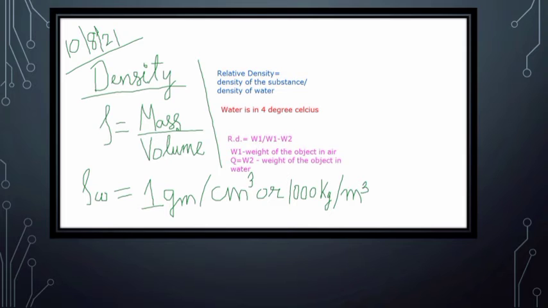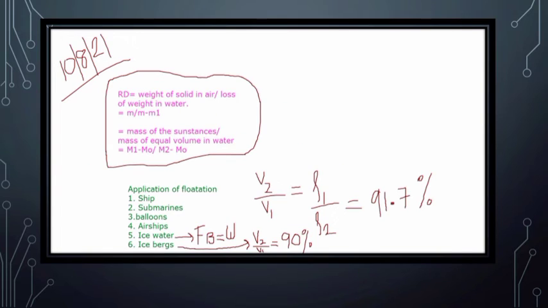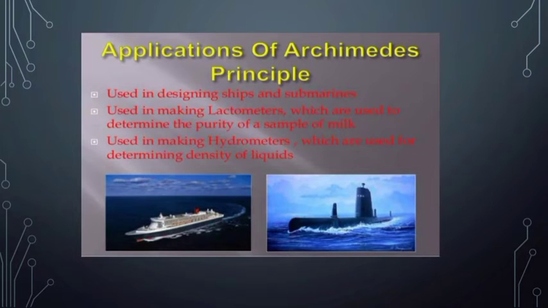Now we will also see the expressions of relative density in terms of the weights of objects, that is, m by m minus m1. Or the mass of the substance by the mass of an equal volume of water, that is, m1 minus m0 divided by m2 minus m0. So these are all the properties related to relative density.